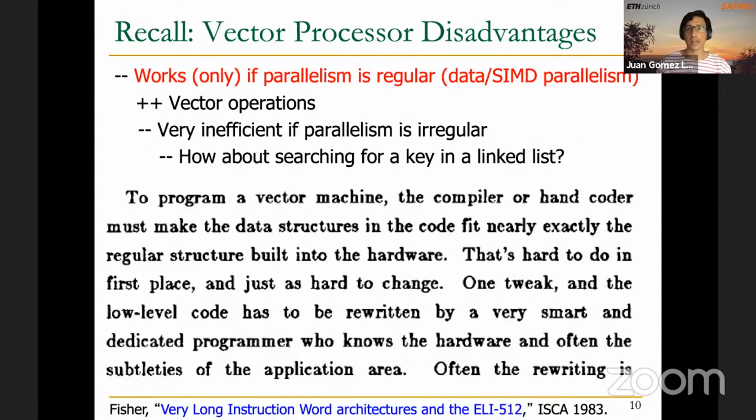And recall this slide that I showed you the other day from Fisher in the year 1983. He already said that programming SIMD processors was hard to do and just as hard to change. This slide is important because it clearly shows the main disadvantage of SIMD processors, and also is very good to motivate what GPUs have enabled in terms of being much more friendly to the programmers, but still achieving amazing performance and amazing speedups when we have some data parallelism. So that's what we will see in a few slides.